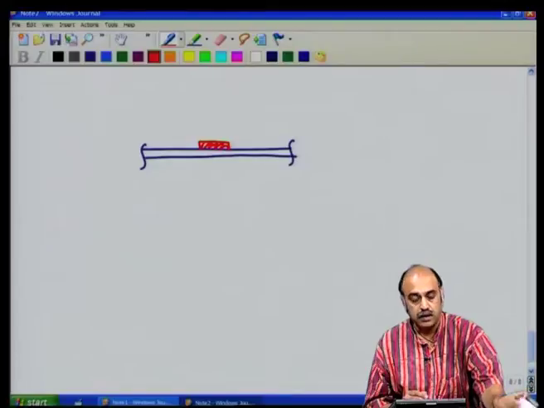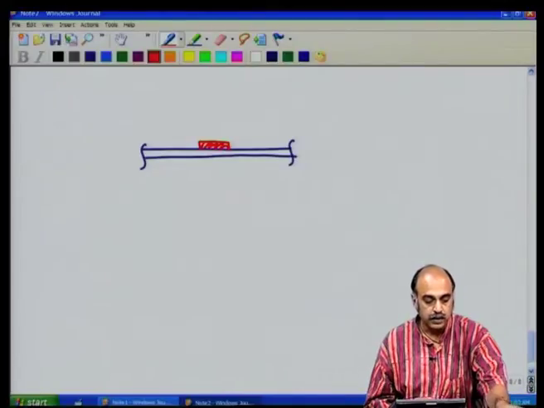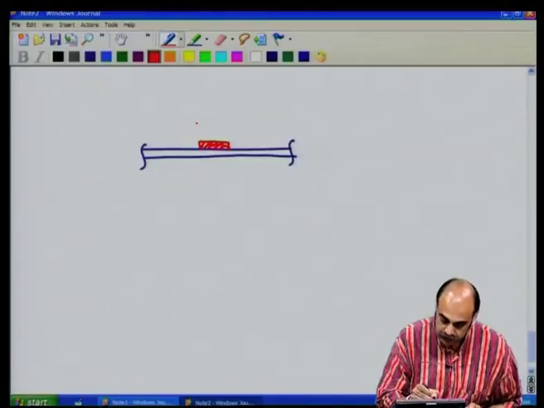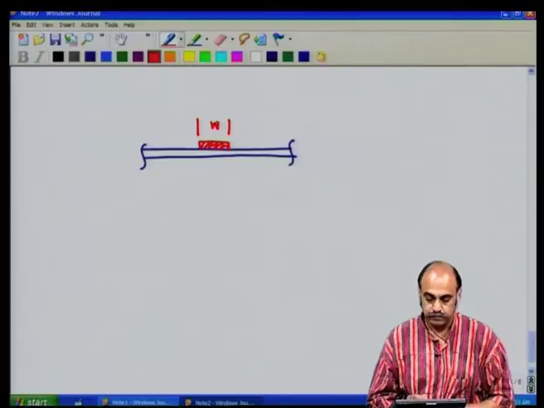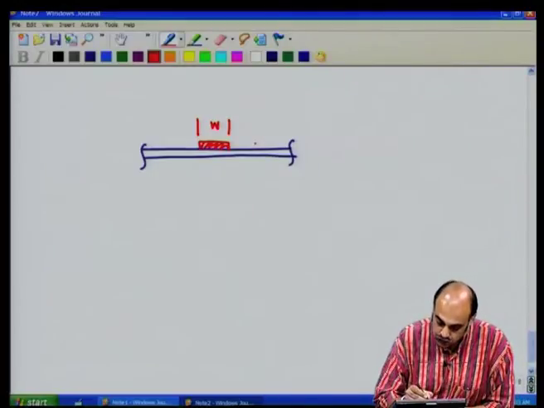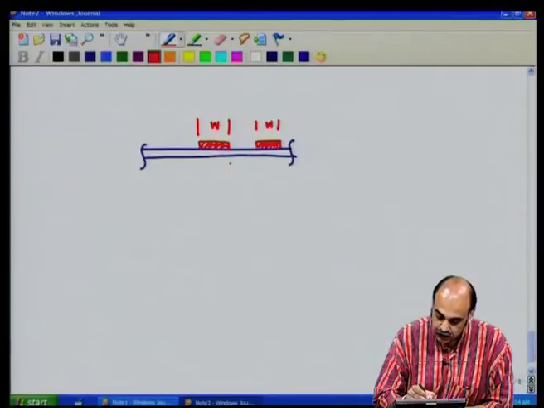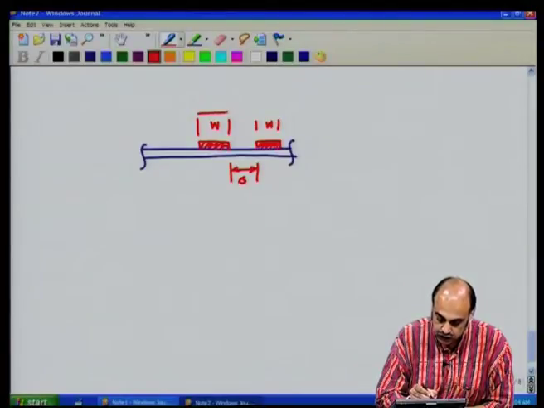And let us see what we need to do to get the value of the inductance. We have a conductor of width W here. We could also have another conductor here of width W and spacing S, just like what we had written down for the capacitance.